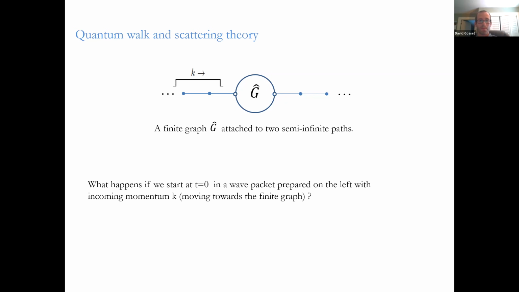And now we can imagine, on the very far left, preparing a wave packet and then just letting it evolve in time under this quantum walk. Since this path is semi-infinite, we can prepare this wave packet state way, way, way to the left. It doesn't really see G hat initially, and it will move with this speed 2 sine k towards the graph, and then you can ask what happens.